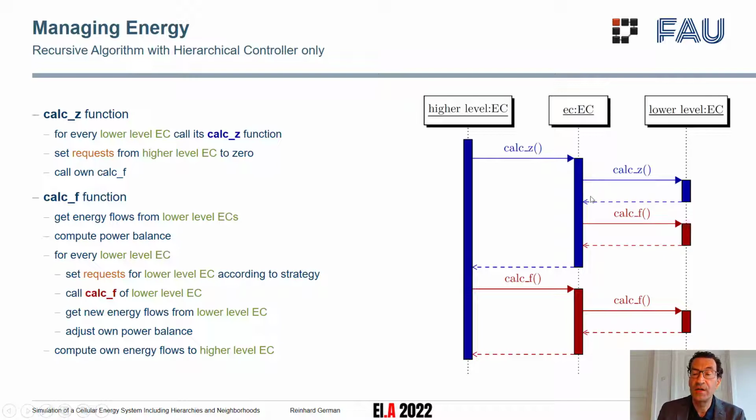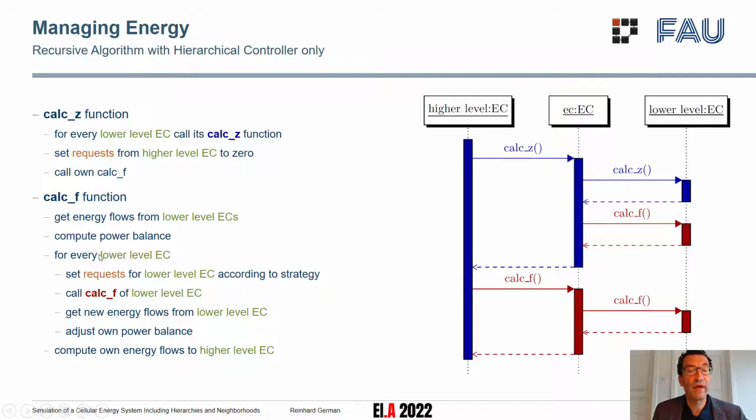So then here we just see one such children energy cell, but normally we would have more than one. After all these calc_z calls, we can compute the balance and call calc_f, and that is shown here. Calc_f gets the energy flows which have been gathered by the lower level energy cells by the calc_z function answer. It computes the power balance on that level, and if it is non-zero, which is probably normally the case, then it can compute some other requests for the lower level ECs and communicate that with calc_f.